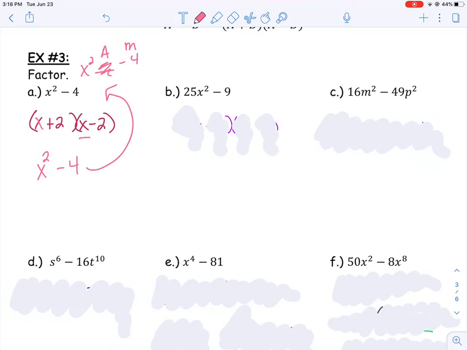Let's look at B. B is in order. I don't think there's a GCF, right? There is no number that divides into 25 and 9 equally. So there's no GCF, and I see 2 terms. Now, are each of these terms perfect squares? Well, sure, what's the square root of 25? And can I take that x squared and break that down? So I can put a 5x in the first one. I can put a 5x in the second one.